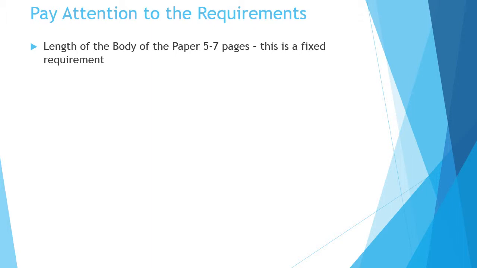And this is referring to the body of the paper. It doesn't count the title page. It doesn't count the reference list. Okay? But the body of the paper should be 5, 6, or 7 pages long. You may have to revise to make sure you fit within those requirements, but that's part of the exercise.